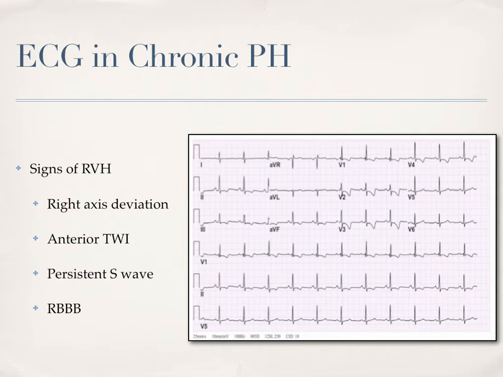In terms of investigation, simple things, some of the ECG signs of right ventricular hypertrophy: right axis deviation, some anterior T-wave inversion, right bundle branch block. It can look similar to anterior and inferior ischemia, and you can get that S1Q3T3 pattern with other causes of right ventricular hypertrophy. It's not necessarily specific for pulmonary embolism.